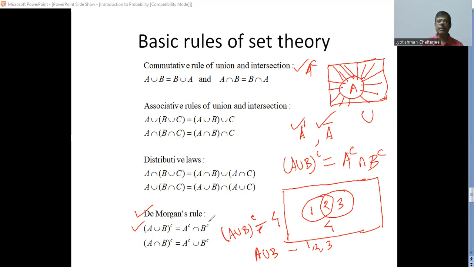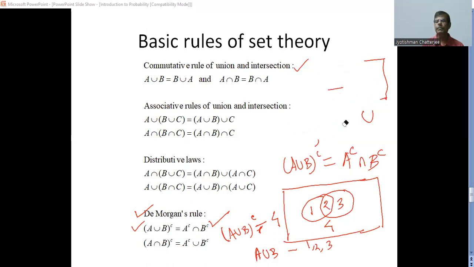How about this part? How about the right hand side? What is A complement? A complement, let me clear the upper part. That way, I'll make some more space.